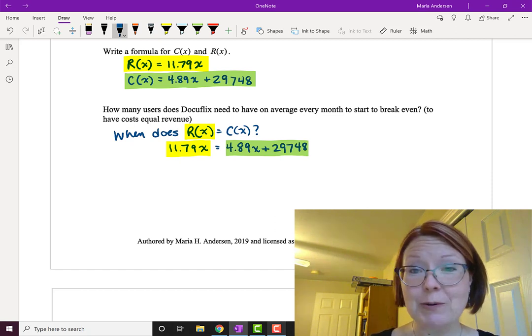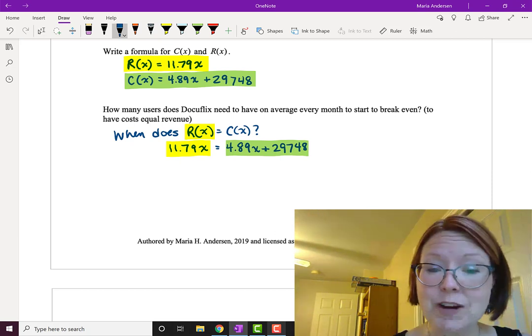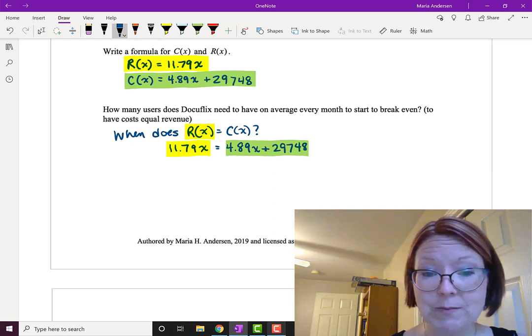Well, now we need to solve for x. That's the only variable in our problem. We have x on the left side and the right side, so we need to combine these first. I'm going to start by subtracting 4.89x from both sides.